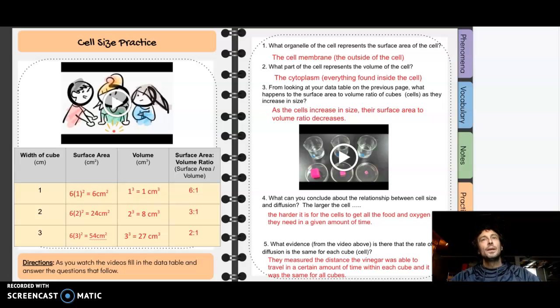Hello, everyone. Yesterday, we left off with page 7 in your interactive notebook. This is page 8. You should have done this for homework, so I'm going to key that out first and then get into some notes on cell size.